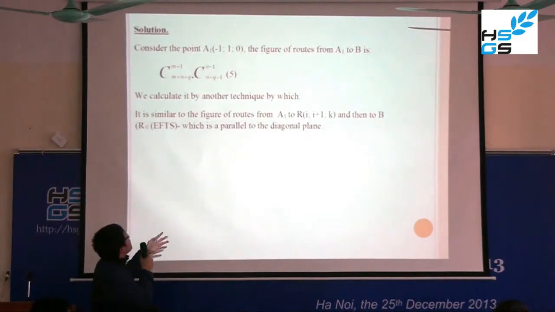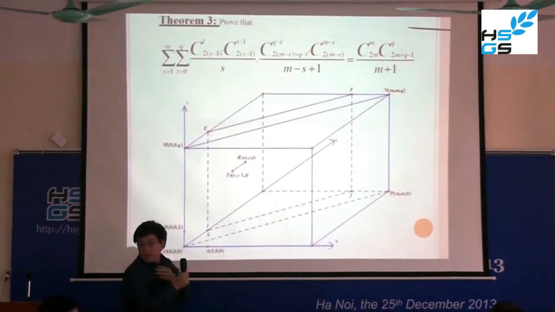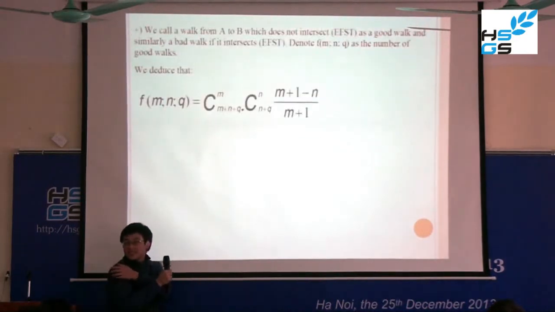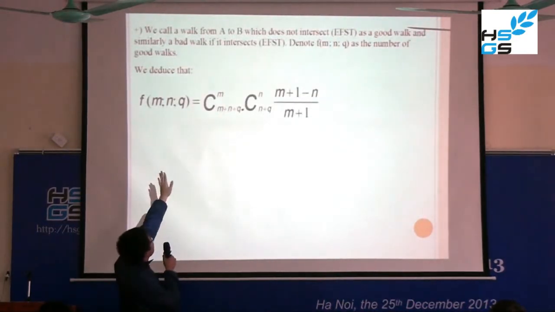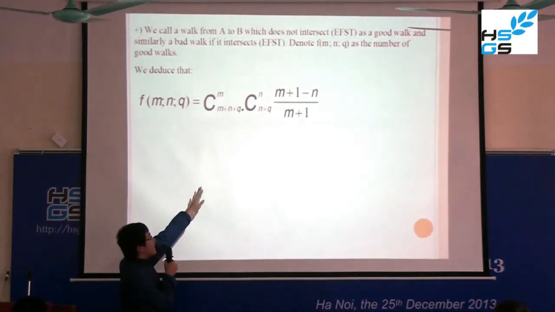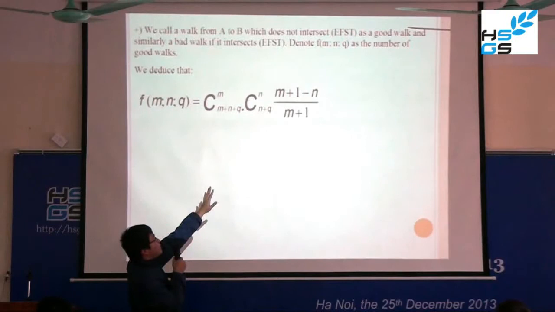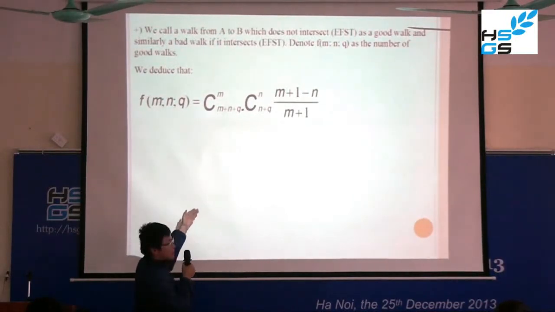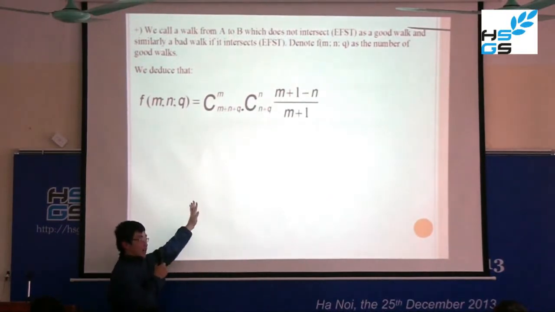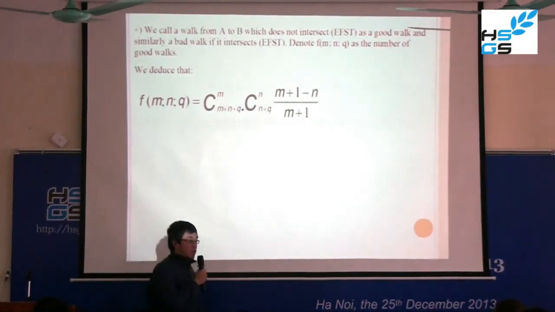Now we have some consequences of the theorem. We call a way from A to B that intersects the plane EFGH that we introduced earlier a bad way, and denote by F(m, n) the number of good ways, which means the ways that are not bad ways. And according to the last theorem, we can easily calculate the number of good ways as this amount.